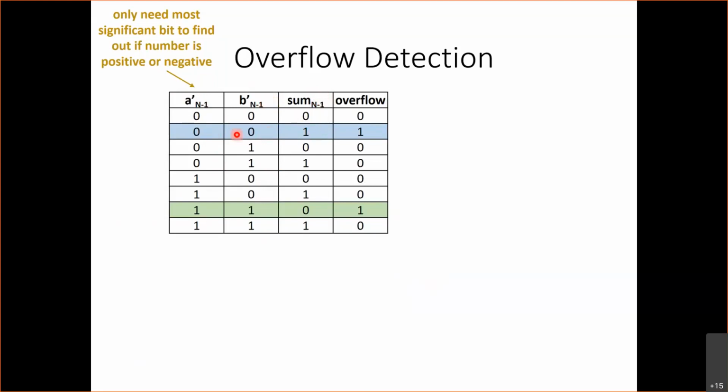So if my most significant bits for A and B are 0, meaning they're both positive, and my most significant bit for the sum is 1, meaning it's negative, this is an indication that I have overflow. And similarly, if my most significant bits of the two inputs are 1, which means they are negative, but the most significant bit of the output, the sum, is 0, which means the sum is positive, this is an indication that I have overflow. Okay? Is this clear so far? Any questions?